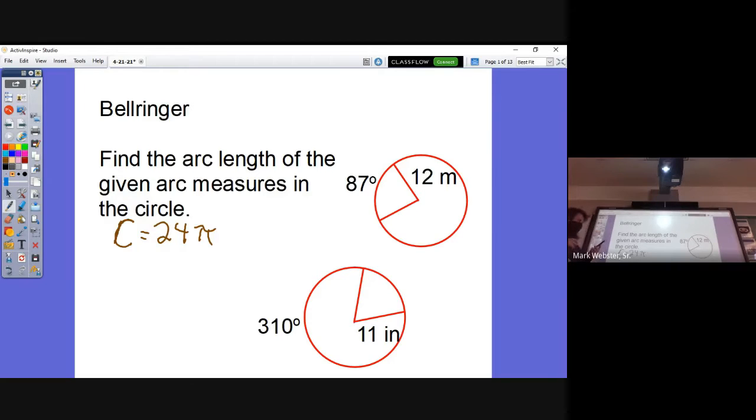I'm just going to go straight for the calculator on this one. 87 over 360 times 24 pi. So let's see what happens. 87 times 360. No. Divided by 360 times 24. Oh, it's not that bad. It comes out to a decimal that's not super wacky. 5.8 pi as our answer. You could totally leave it as 5.8 pi if you wanted to. You could be like 29 over 5, right?